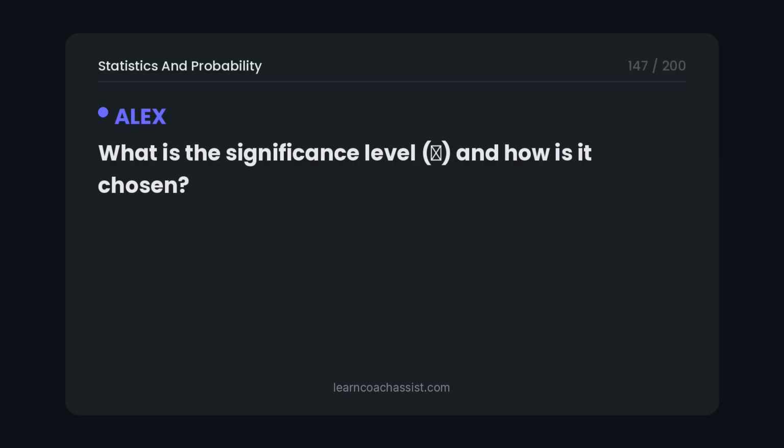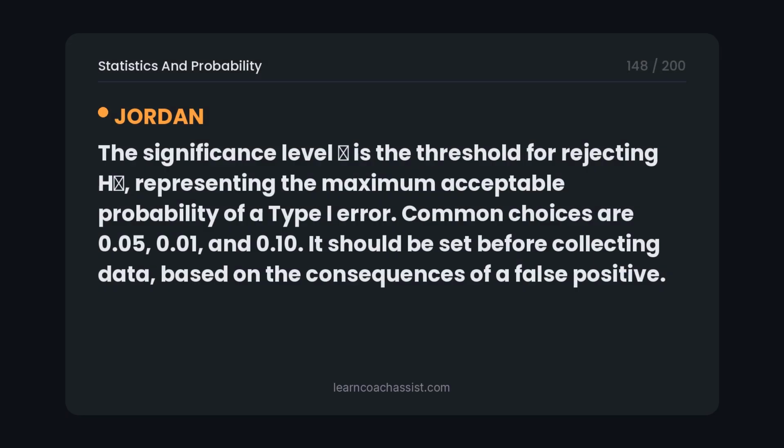What is the significance level, alpha, and how is it chosen? The significance level alpha is the threshold for rejecting H0, representing the maximum acceptable probability of a type 1 error. Common choices are 0.05, 0.01, and 0.10. It should be set before collecting data, based on the consequences of a false positive.